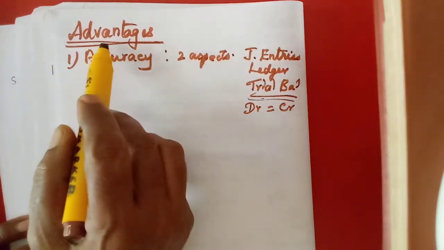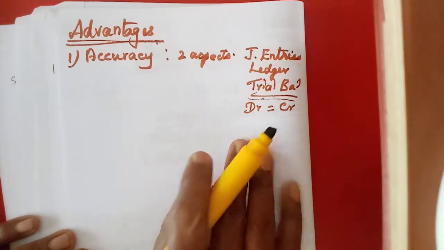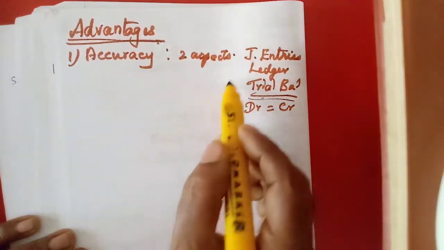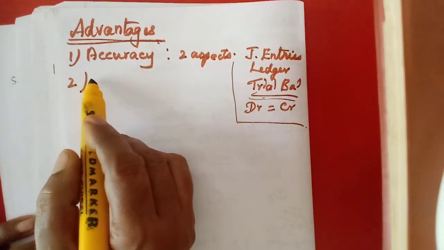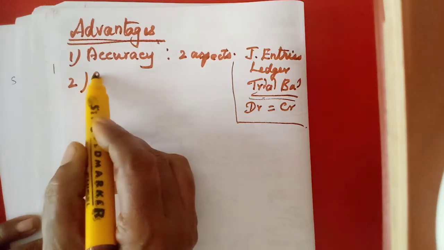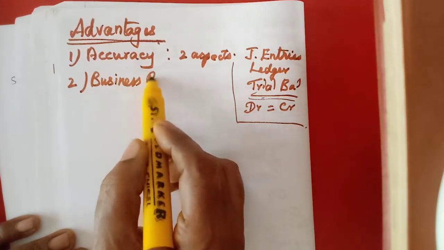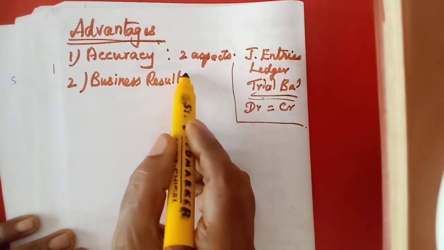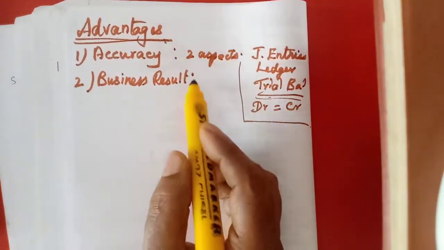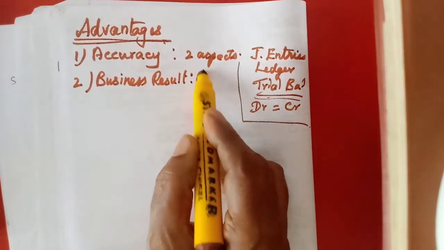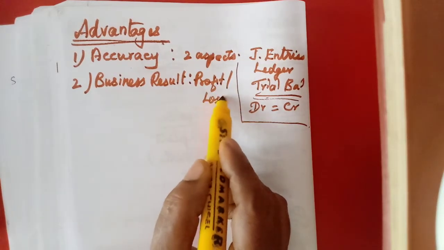That is possible only in the double entry system. This is not possible in the single entry system or incomplete records. Understood? That is the first point. Then the second advantage is ascertainment of business results. Result of the business, like the result of students pass or fail, isn't it? So the result of the business is profit or loss. Whether the business has earned profit or loss.